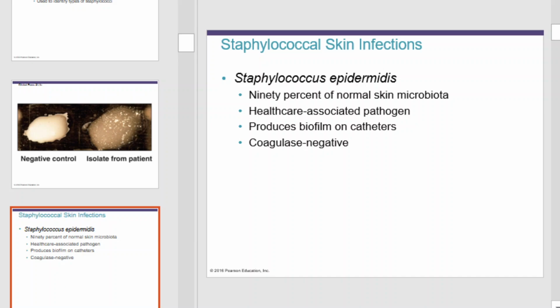Staphylococcus epi, or Staphylococcus epidermidis, makes up 90% of our normal skin microbiota. But even something that is normal and encouraged to grow in our skin can become a problem if it enters areas of the body where it does not belong. It is a healthcare-associated pathogen. It can produce biofilms on catheters and is coagulase negative.